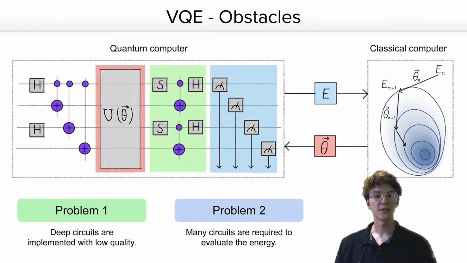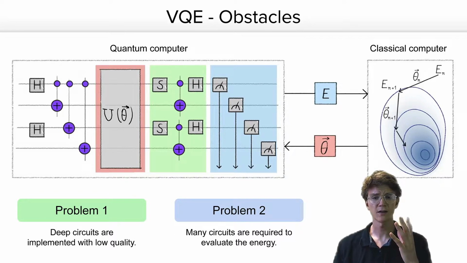The VQE is a hybrid quantum classical algorithm designed to find the ground state of a quantum system. In this algorithm, a classical computer guides a quantum computer to produce trial ground states and to measure the errors. In this work, we will try to improve VQE, overcoming two problems.